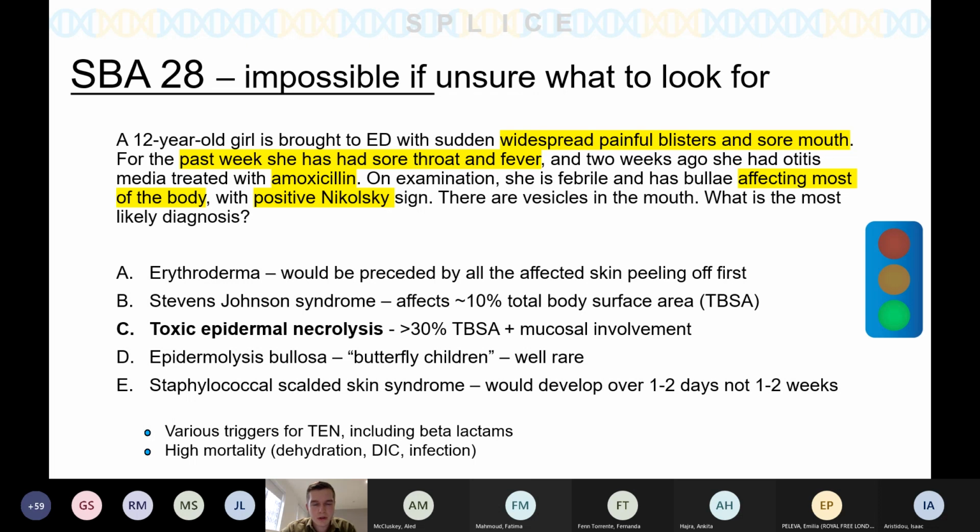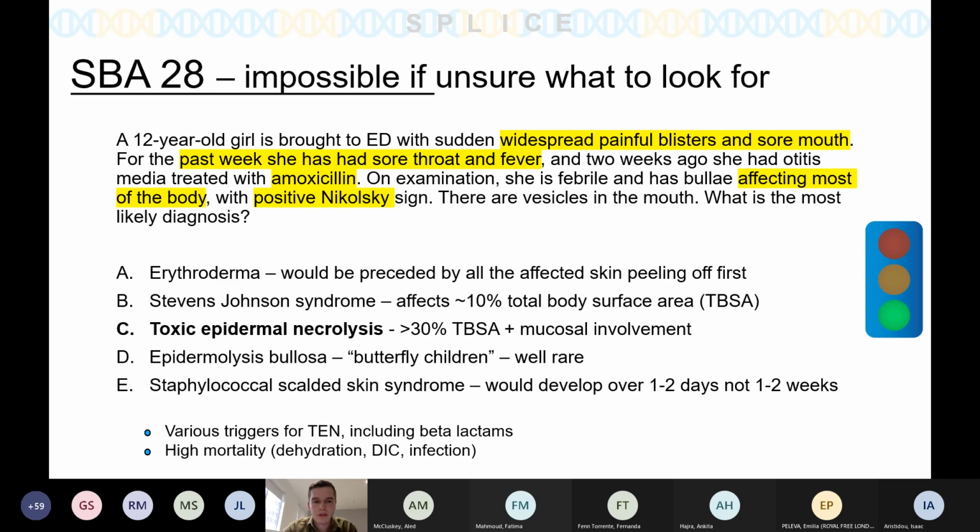Affecting most of the body means it's over 50%. And Stevens-Johnson and toxic epidermal necrolysis are two diseases on the same spectrum. The total body surface area that's affected is important in diagnosing one or the other. So classically, Stevens-Johnson is 10% or less. This patient was 50 or more, so toxic epidermal necrolysis.